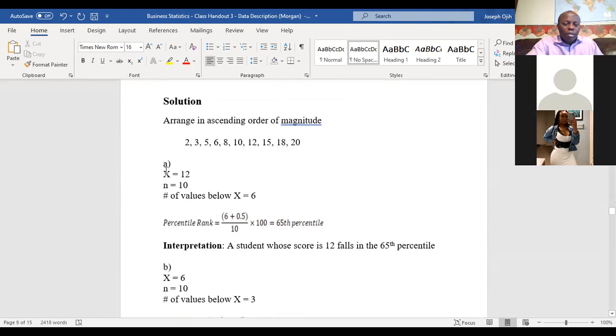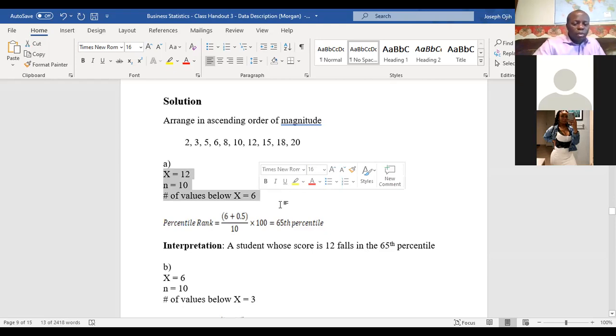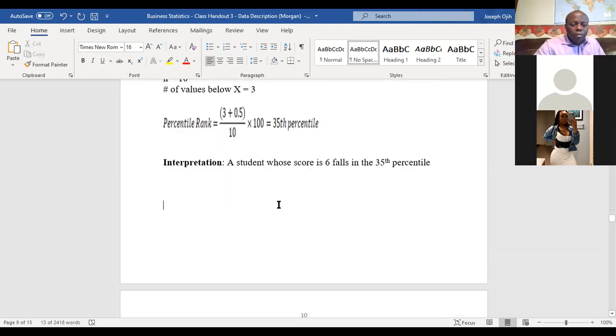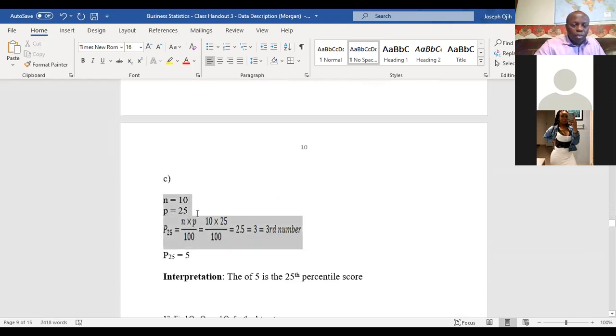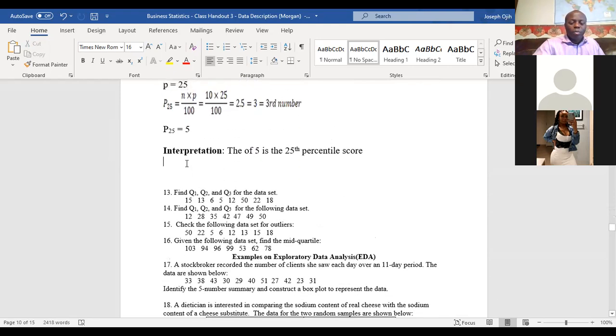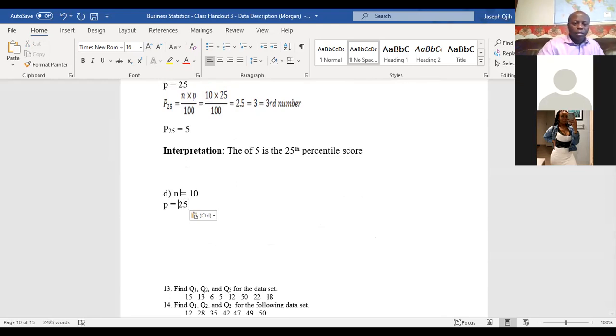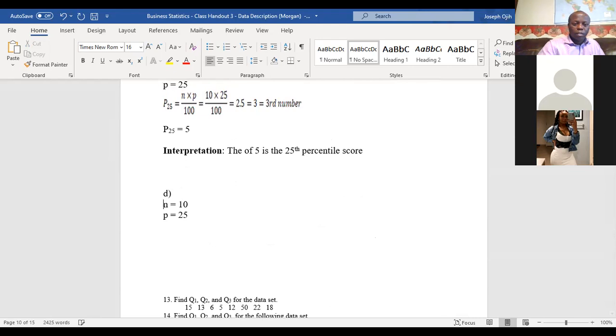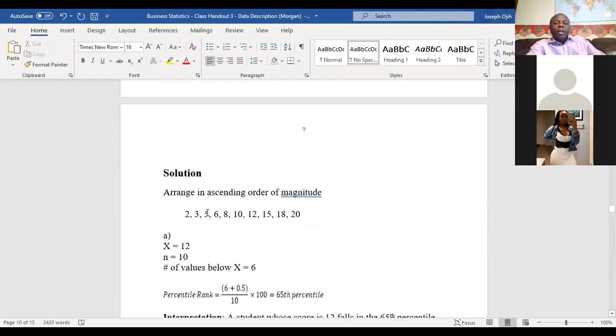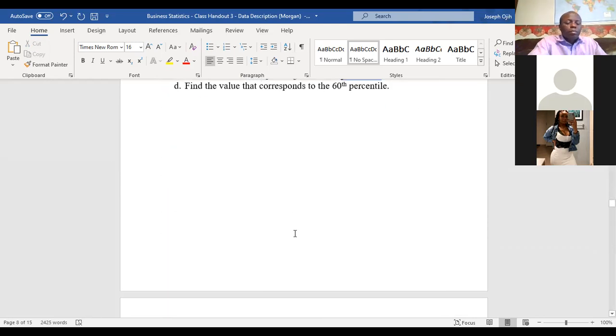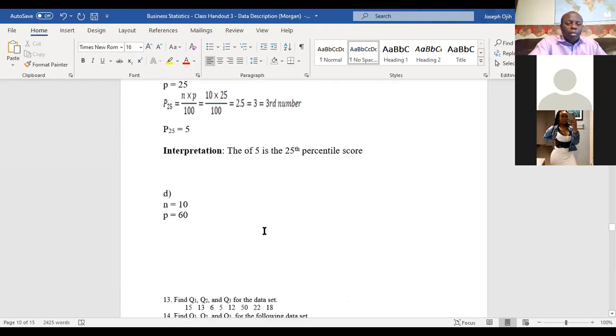In this case, I'm going to copy this and change it. I'm talking about this one: N times P. It says 60th percentile. N is still 10 because it's still the same data set we're using. So N is 10 and P is 60 because it says the score corresponds to the 60th percentile. So now we can plug it in.